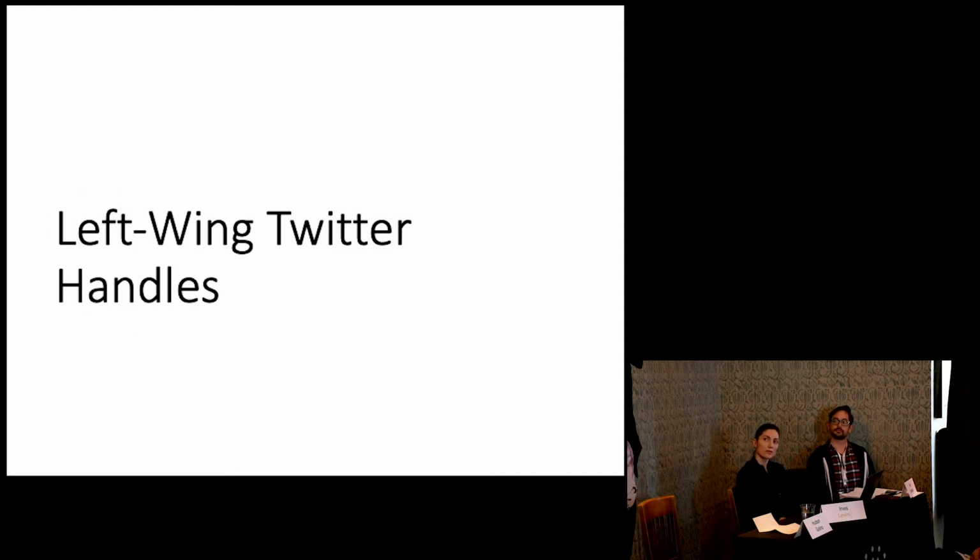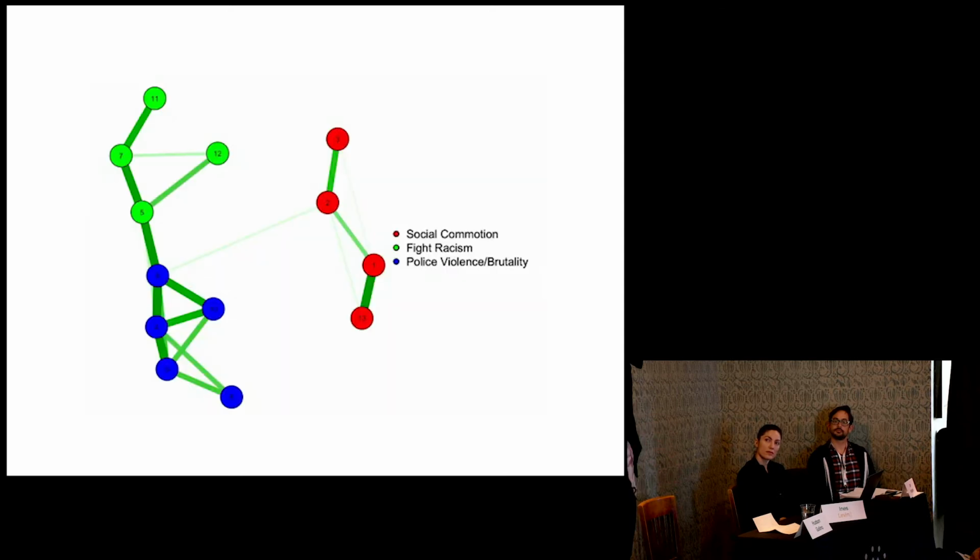And this is what we discovered. This is the result of the dynamical EGA for the left-wing accounts. So basically we identified that the clusters are changing together in 3 different directions. One is clusters that are related to social commotion. Another one is clusters related to information to fight racism. And another one is a group of clusters talking about police violence and brutality. That's for the left-wing trolls.